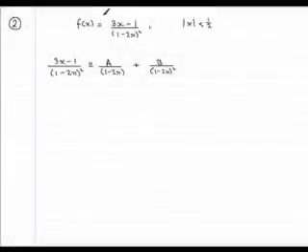Welcome to question number 2. In this question we're given that f of x equals (3x minus 1) over (1 minus 2x) all squared, where the mod of x is less than a half. Now given that for x is not equal to a half, we're told that f of x is identical to a over (1 minus 2x) plus b over (1 minus 2x) all squared, where a and b are constants. And for part A, we have to find the values of the constants a and b.